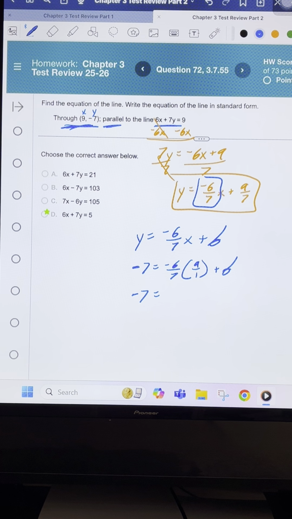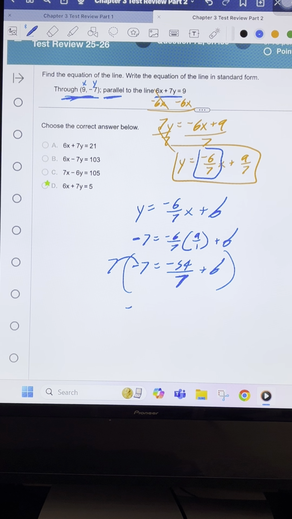So -7 equals -6/7 times 9/1 plus b. So -7 equals, what is -6 times 9? 9, 18, 27, 36, 45, 54. -54/7 plus b. Now, how can I make this easier for me to solve? Because I have a denominator under it, and adding fractions is going to be a pain. So instead, I can multiply the entire equation by this denominator, 7.